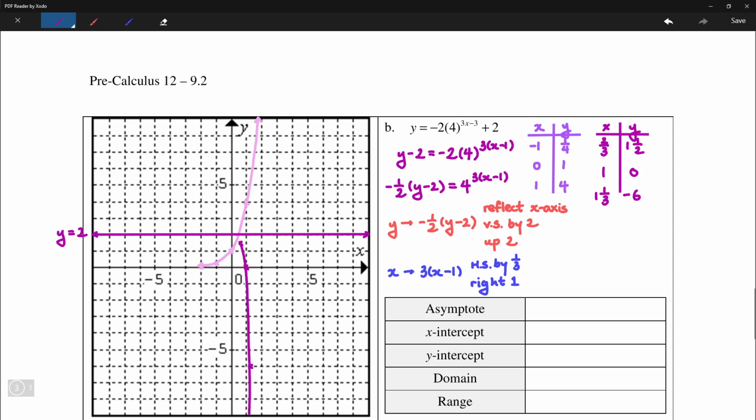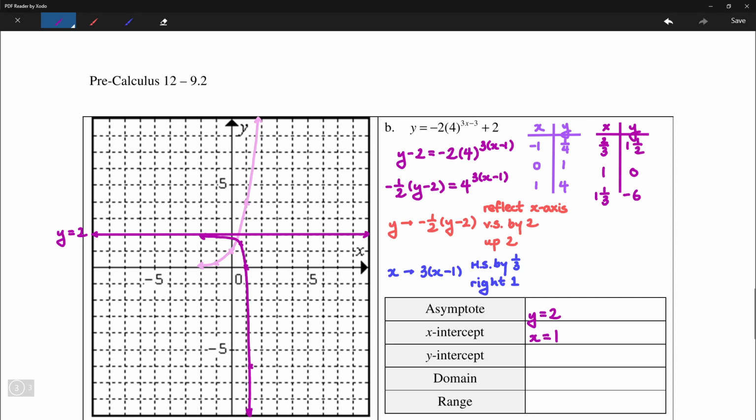A little bit harder to draw because of the horizontal stretch here, but just going to do our best. And then something that looks like this will be quite sufficient. So the asymptote is going to be y equals 2. We do have an x-intercept. In fact, we know for a fact that it's 1 because of the table of values that we have.